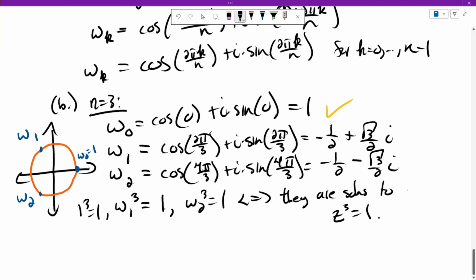Now, I want to observe something here. We're going to observe that W1 squared is not equal to W1.